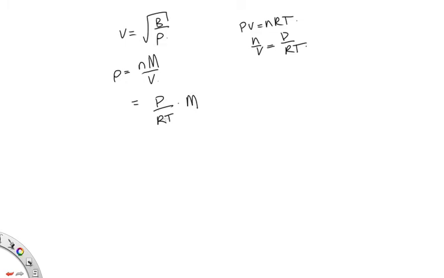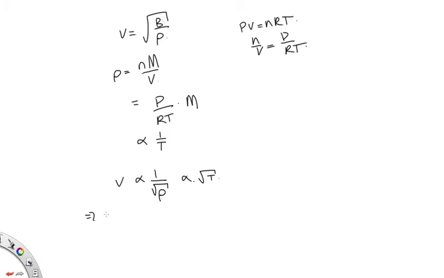R is a gas constant, so it's not changing. So we can say that the density is proportional to 1 over the temperature. That's the only variable in this equation. The bulk modulus for a given material also does not change. So we have that the velocity is proportional to 1 over the square root of the density, which, because the density is proportional to 1 over T, is proportional to the square root of the temperature.